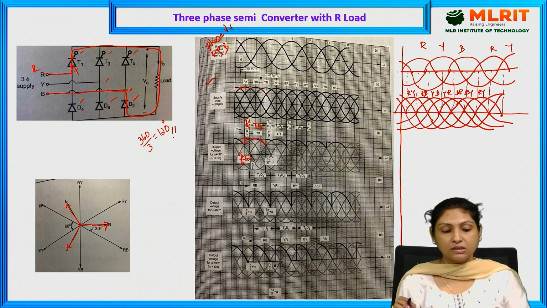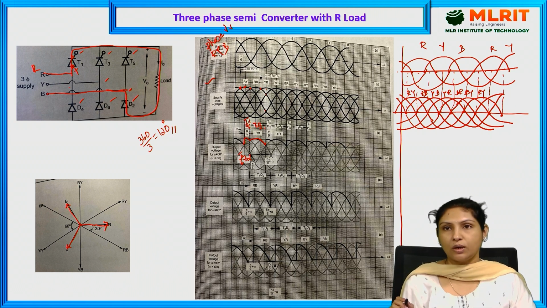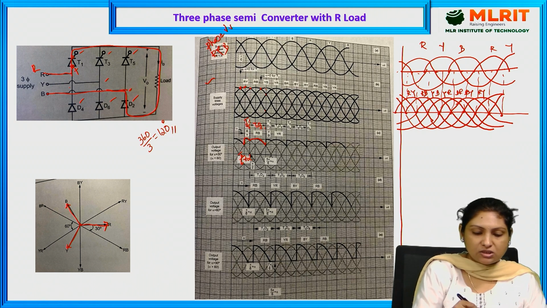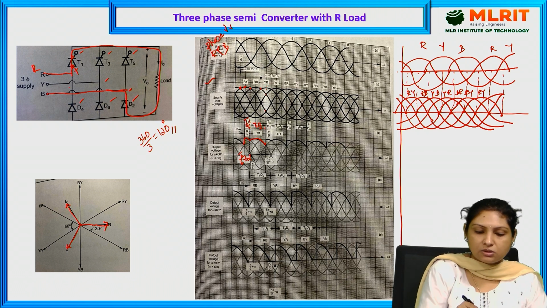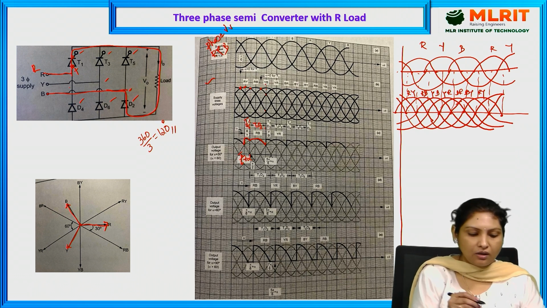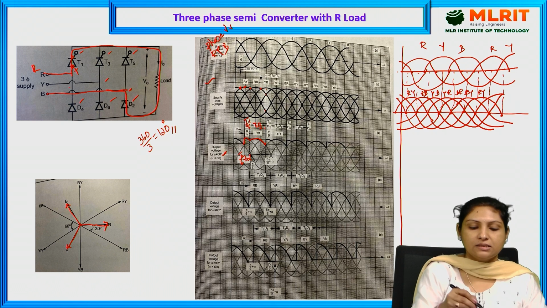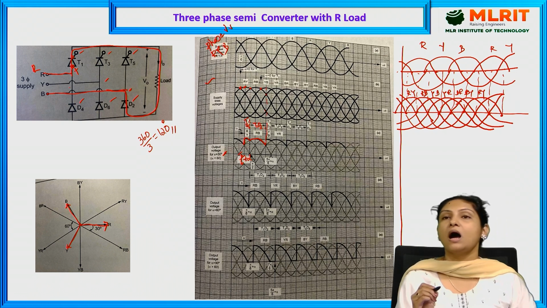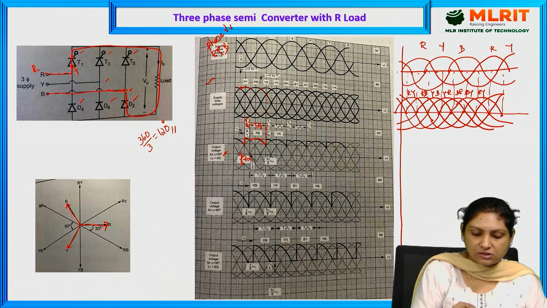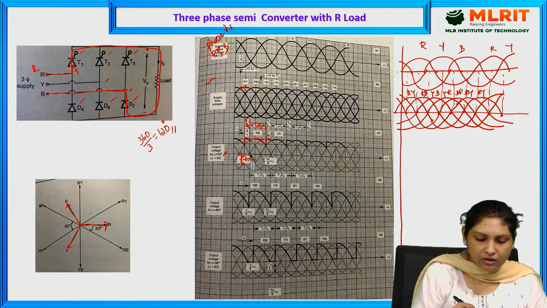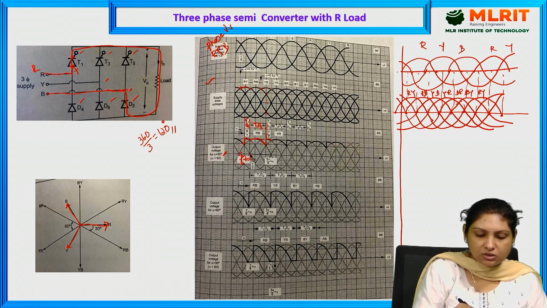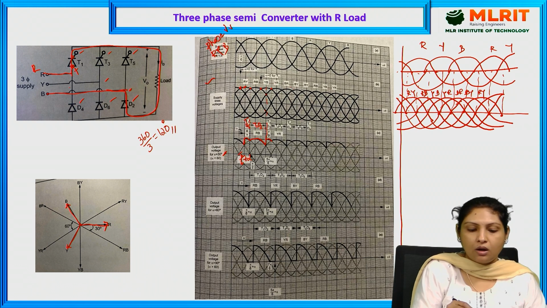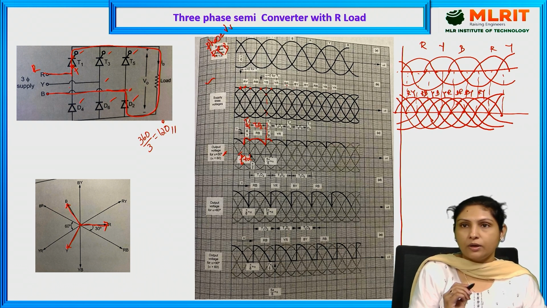So that is the reason T1 is conducting for a period of 120 degrees, and the moment it reaches the zero crossing, YB appears. Since the alpha we have considered is 30 degrees, at this particular instant our thyristor starts conducting. Since we have provided the triggering pulse at alpha equal to 30 degrees, at this instant YB is conducting, and now the moment it reaches zero crossing, YR is more dominant when compared to YB.